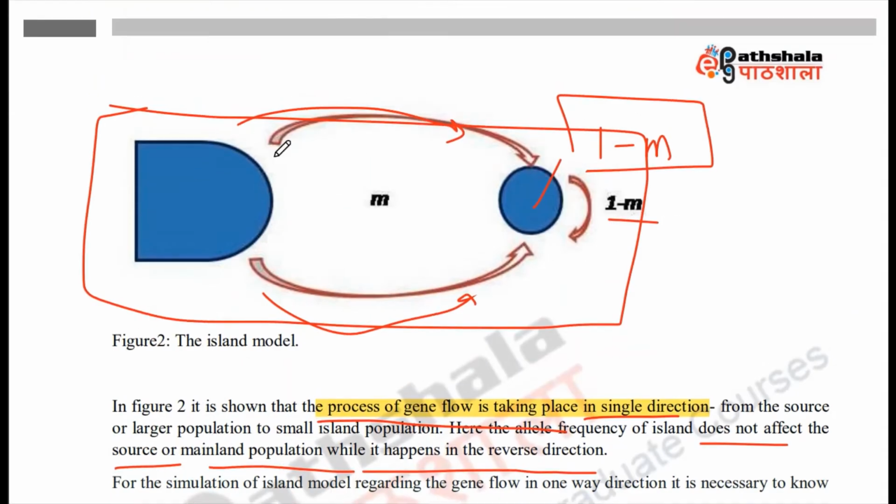And because there's a very finite proportion of genes coming from this to this, it does not also affect the size or the genetic composition of the mainland population. Okay, that was the consideration.